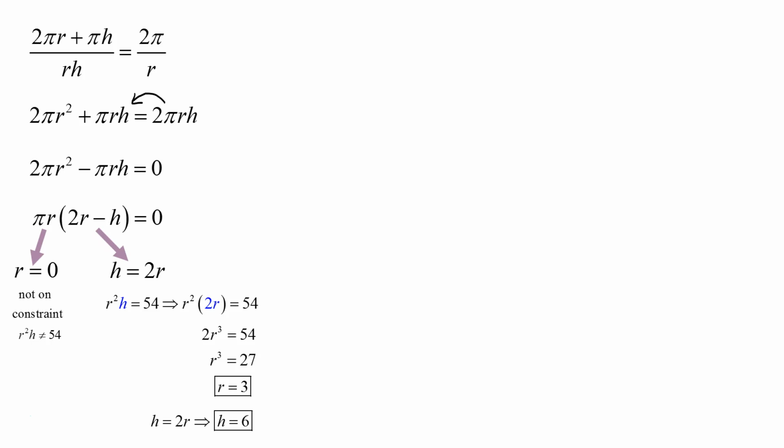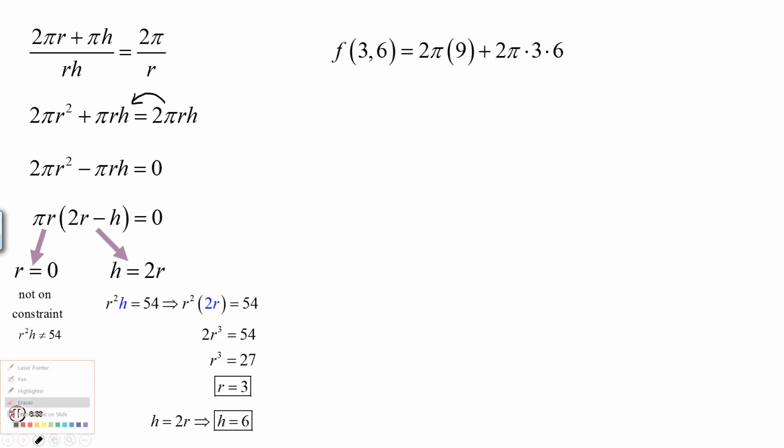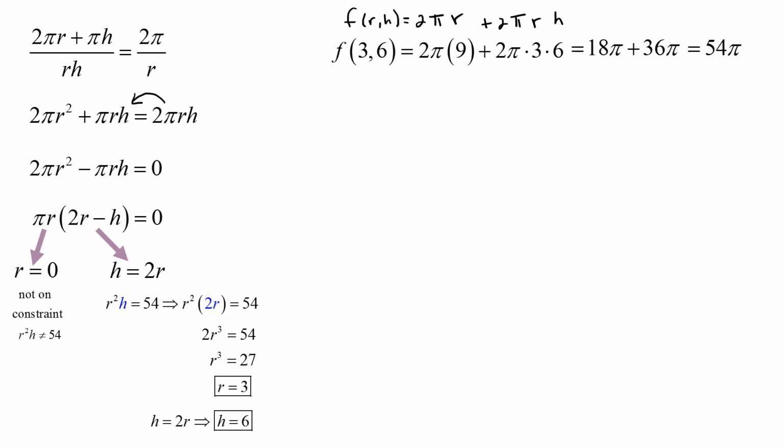Our job next should be to evaluate the function. Plug in this 3 and 6 into the function. The function was 2 pi r squared plus 2 pi r h. That was our function. So plugging into that, we have 18 pi and another 36 pi, so altogether 54 pi.